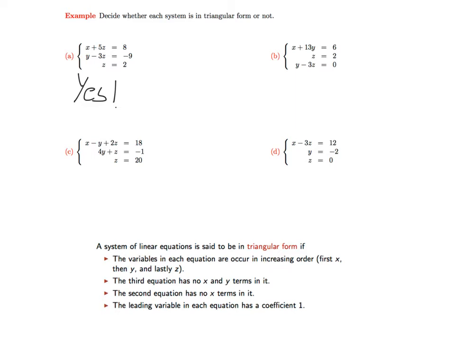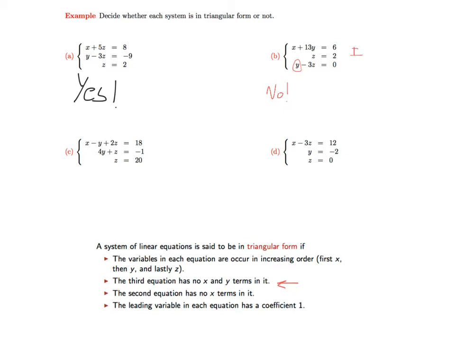Moving over to B, we can see that in the last equation on the bottom, we have a problem, and that is the y term over here appears in the bottom equation. And recall, down here, that shouldn't happen. So this one is not in triangular form, but we could very easily put it into triangular form by doing one more operation that wouldn't change the solutions.